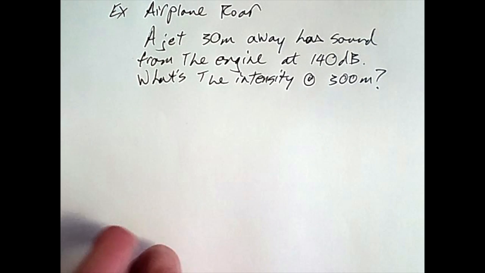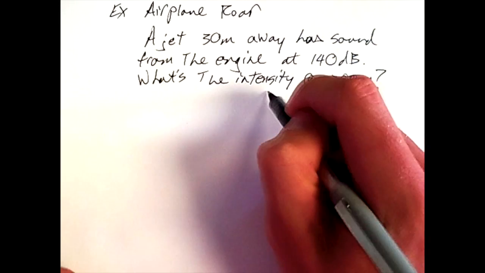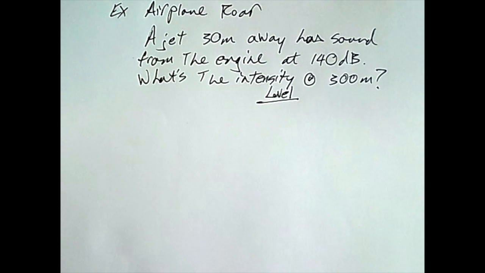A jet 30 meters away has sound from the engine at 140 decibels, right? This is measured by some device that measures the intensity level, right? It's not measuring the intensity, it's measuring the intensity level in decibels. The question is, sorry, this should say, what is the intensity level at 300 meters?